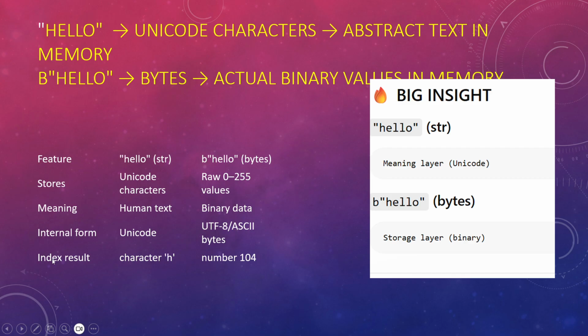Index results. Now for the character H, if I find the string's index 0, it will give me H. But if I go with the index of the bytes, it will give me the byte value, that is the Unicode representation, not H. It won't print H. We will see in Visual Studio how all this works.